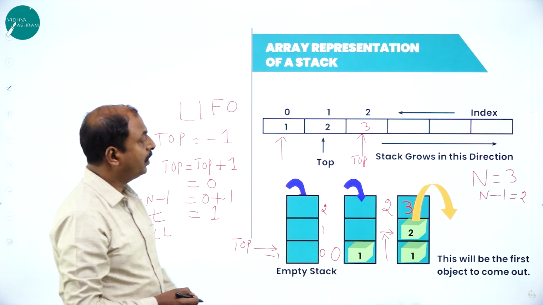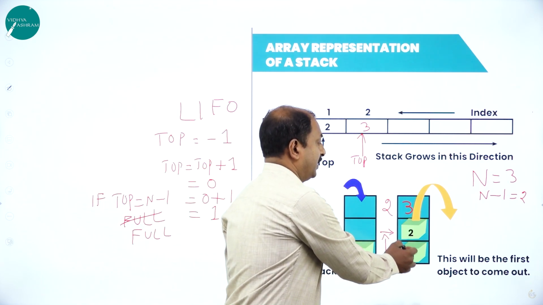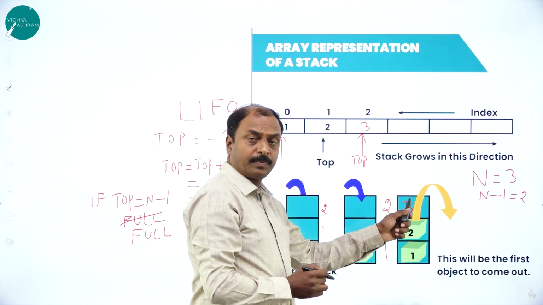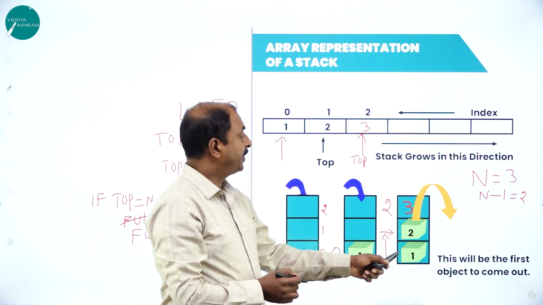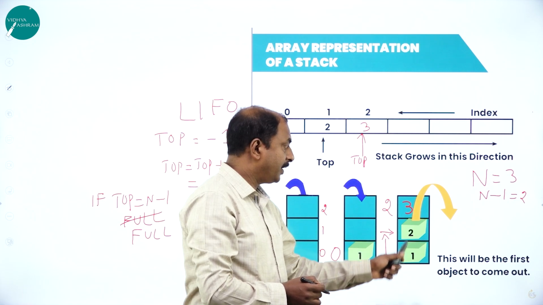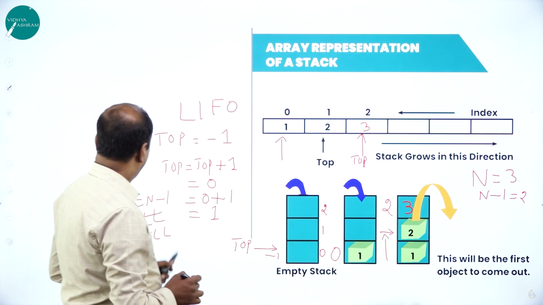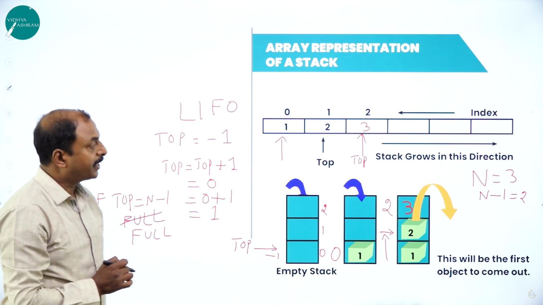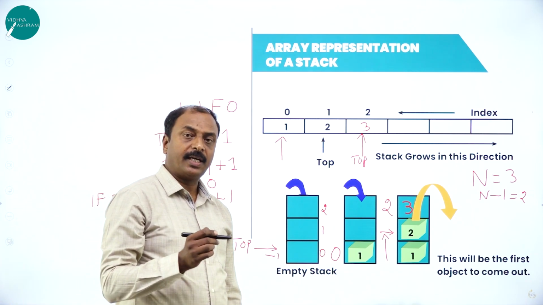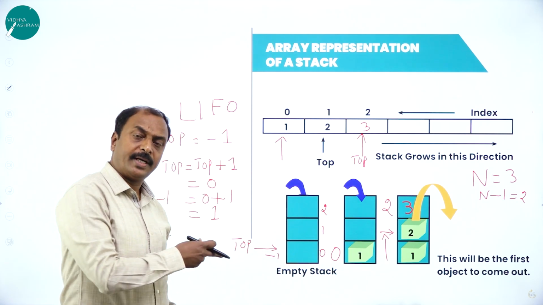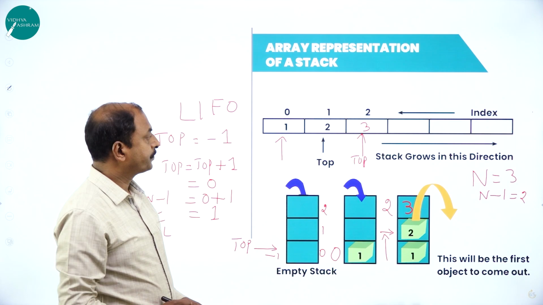So if top equals n minus 1, then we can say the stack is full. In this example, size is 3, so we have reached the maximum, we have inserted the maximum of 3 elements. Now the stack is full. What is the condition here? Top equal to n minus 1. The condition indicates that the stack is full. Now we cannot insert a new item into the stack.